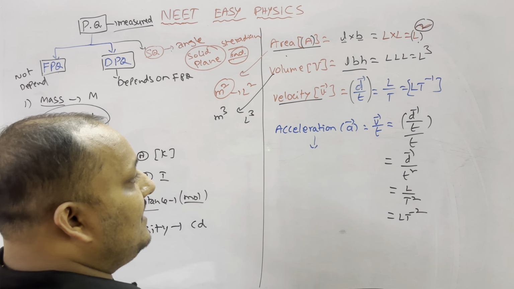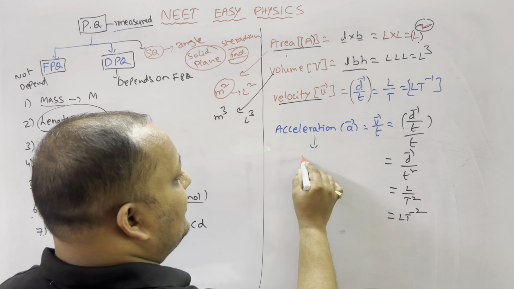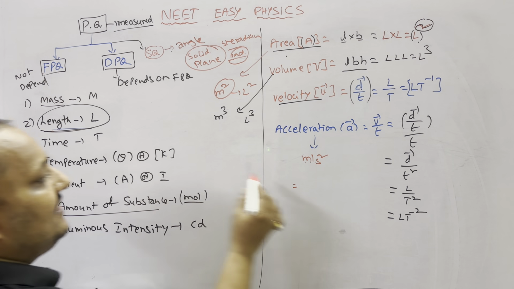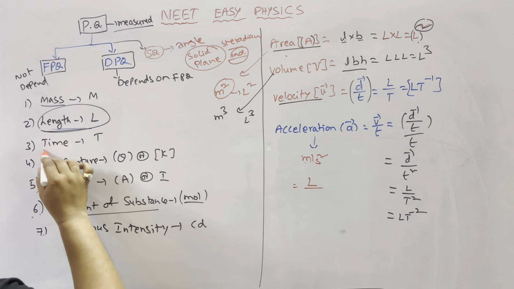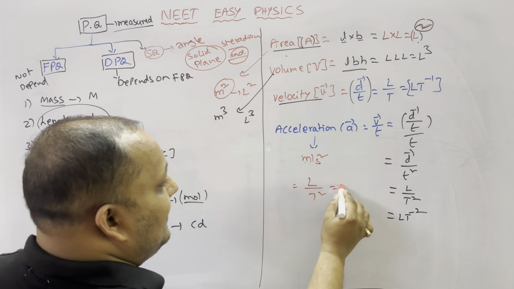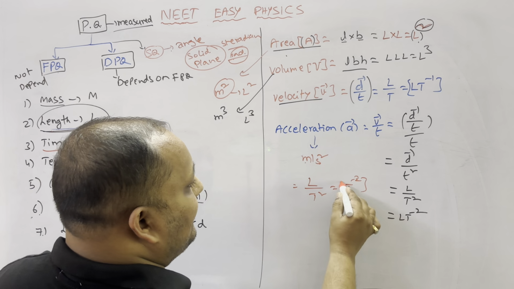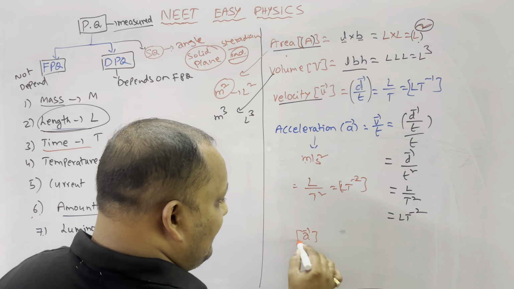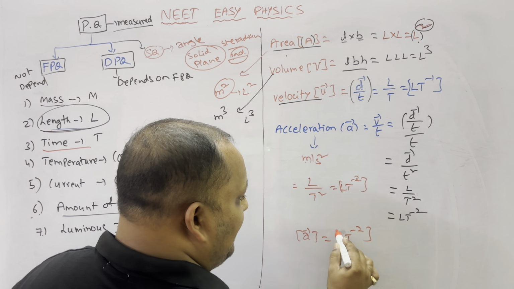What are the units for acceleration? Acceleration units are meter per second square. Meter is the unit for length, therefore L. Second is the unit for time, therefore t square. Like this also we can write L t power minus 2. Now the acceleration dimension formula is L t power minus 2.